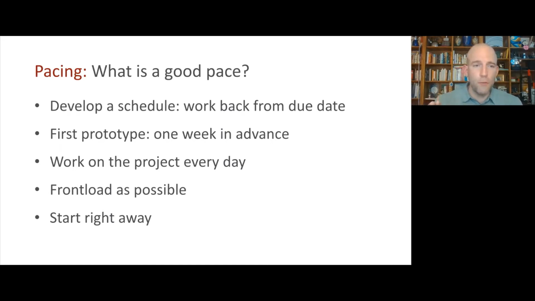Make sure to include a first prototype that's at least 1 week in advance of the due date. Plan to work on the project every day, front load as much as possible, and start right away. Why is this a good idea? I like the analogy of a long backpacking trip.